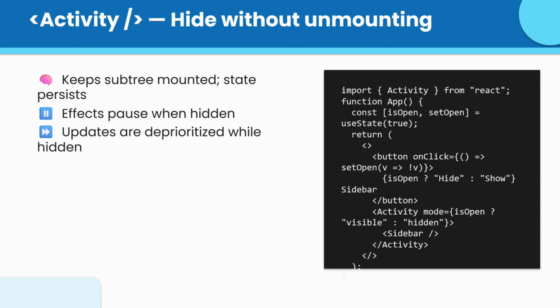Let's first start with the first feature, the Activity component. Hide without losing state. Keep the subtree mounted. State persists. Effects pause when hidden. Updates are deprioritized while hidden. Let's see practically how this actually works.